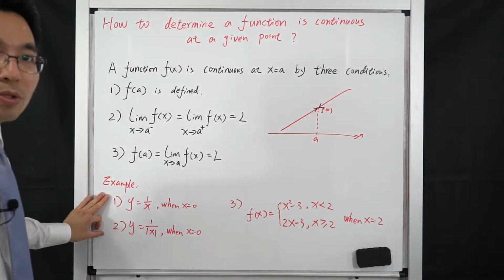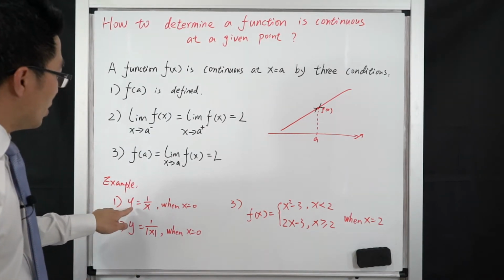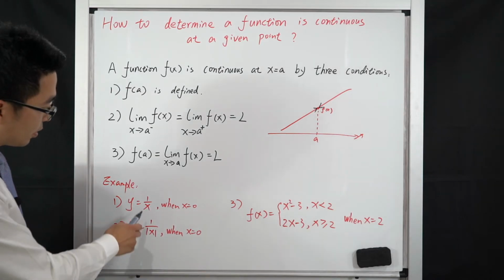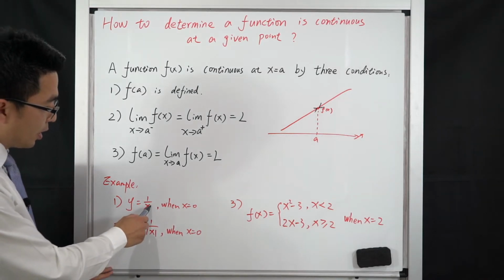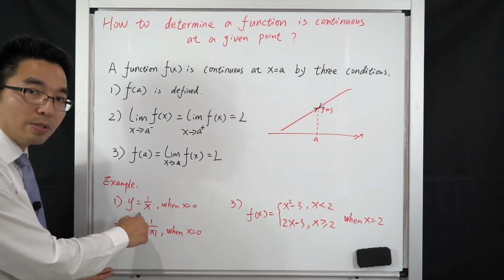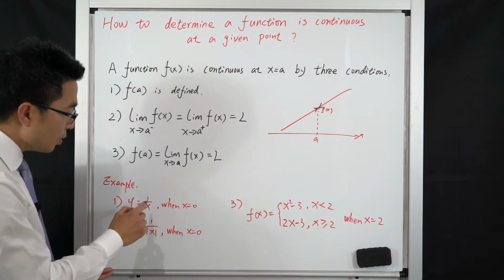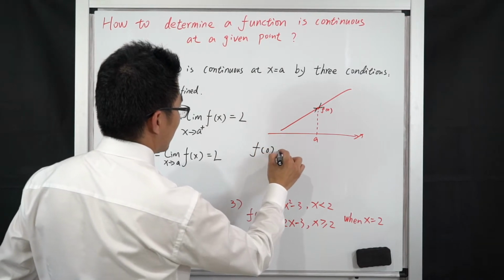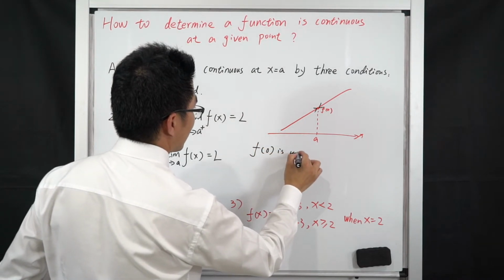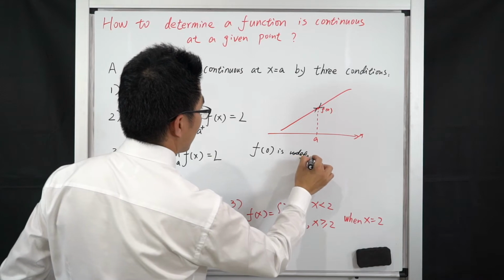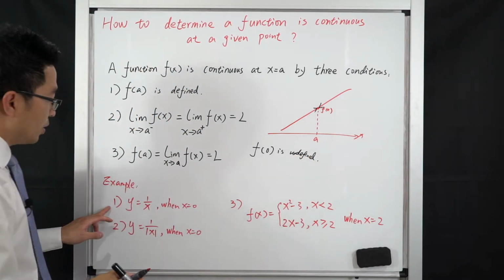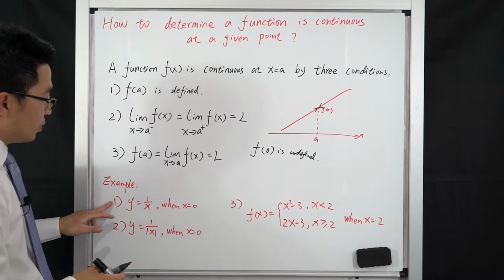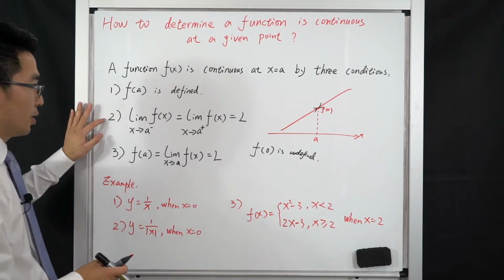Okay, let's have a look. Three sample questions over here. The first one, y equal to 1 over x when x equal to 0. Since it's 1 over x, we can't have x equal to 0 as a denominator, which means f(0) is undefined, right? Which means this one doesn't meet the first condition. And also this one doesn't meet the second condition as well.